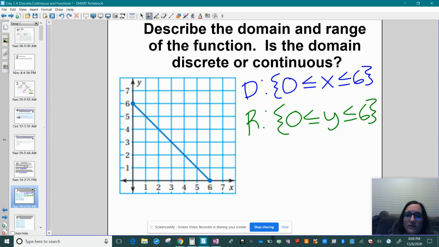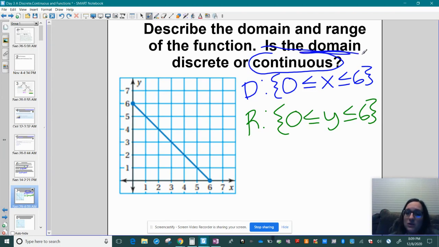So we have our domain, we have our range. Is the domain discrete or continuous? Well, obviously you can see there's less than or equal signs there. Let's just circle it. It's continuous. You can write it out in words if you would like, or you can circle it, your choice. But that one is continuous.